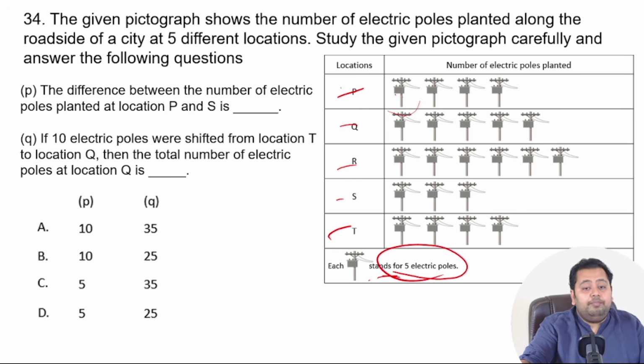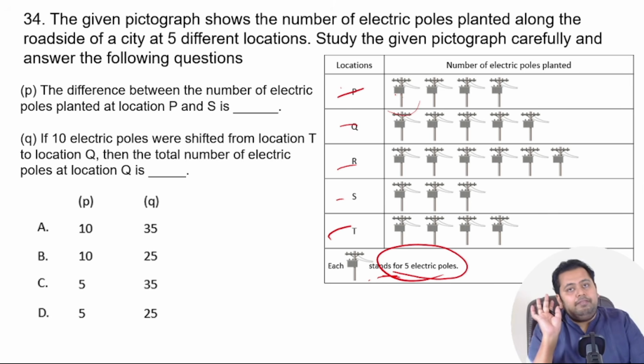Correct? Study the given pictograph carefully and answer the following question. Part P says the difference between the number of electric poles planted at location P and S is dash. Part Q says, if 10 electric poles were shifted from location T to location Q, then the total number of electric poles at location Q is dash. You have to find out both P and Q. Read it very carefully, find P and Q, and we meet after you have solved it yourself.